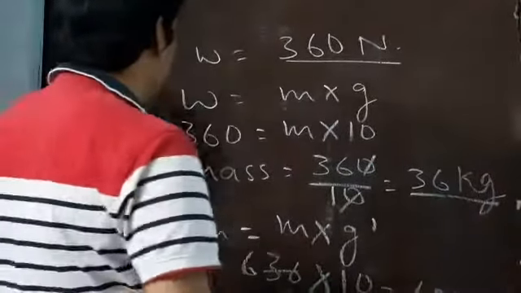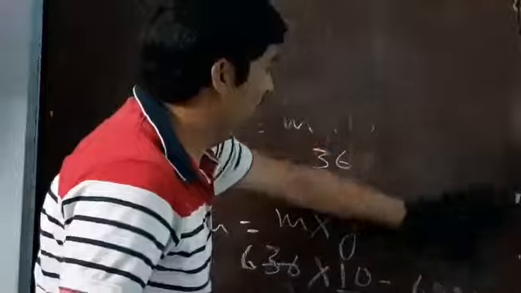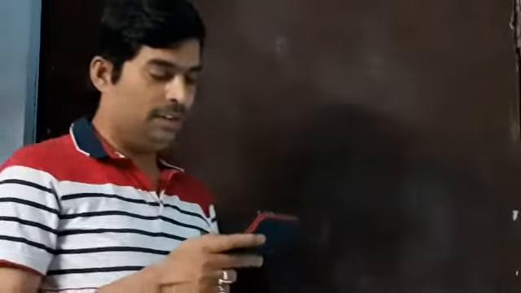Now move to the next question. Question number 7 states that the weight of a body is 720 Newton at earth. Find its mass in CGS system. CGS system means mass will be presented in gram.